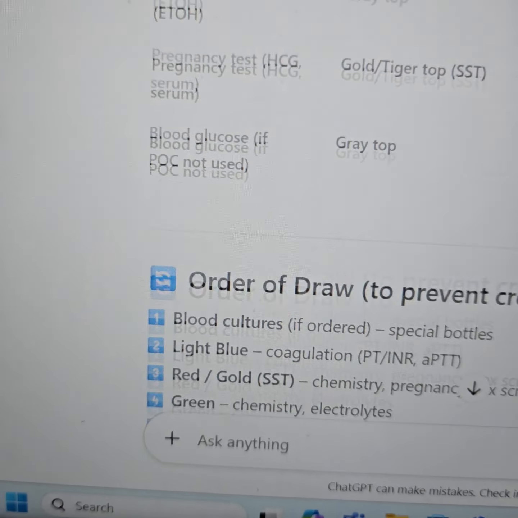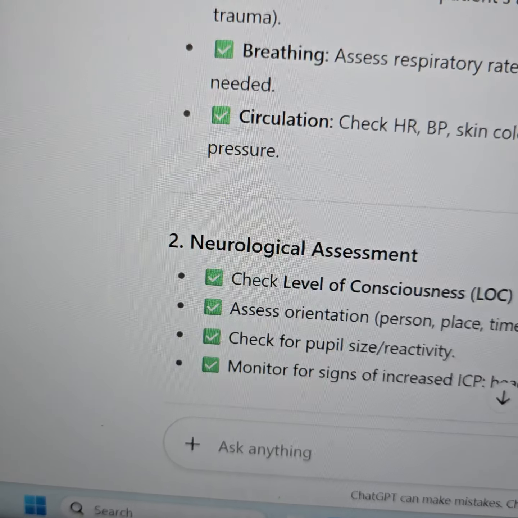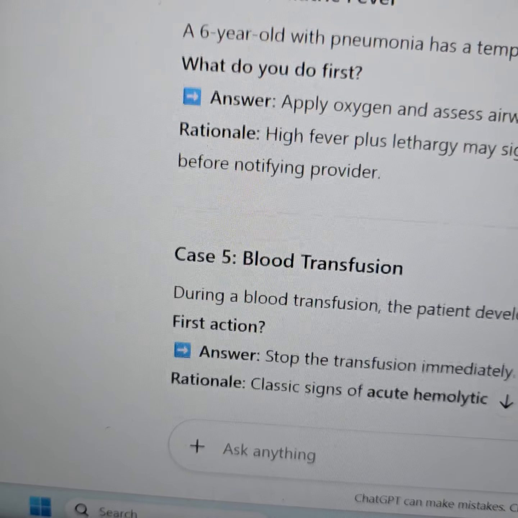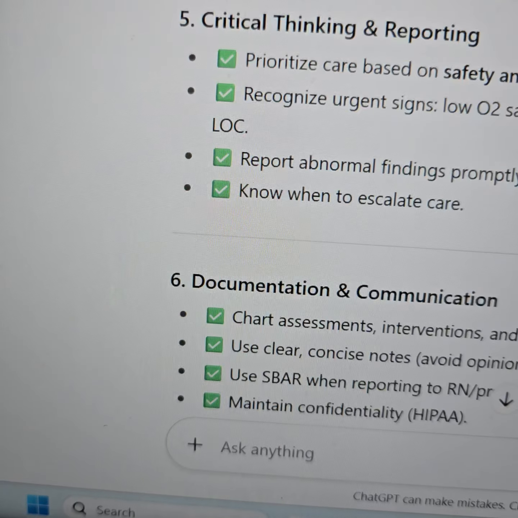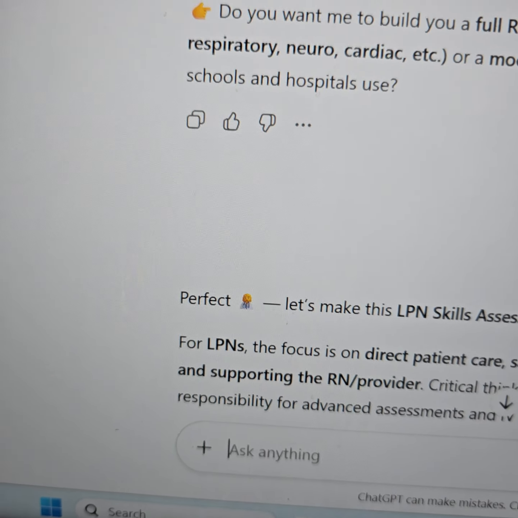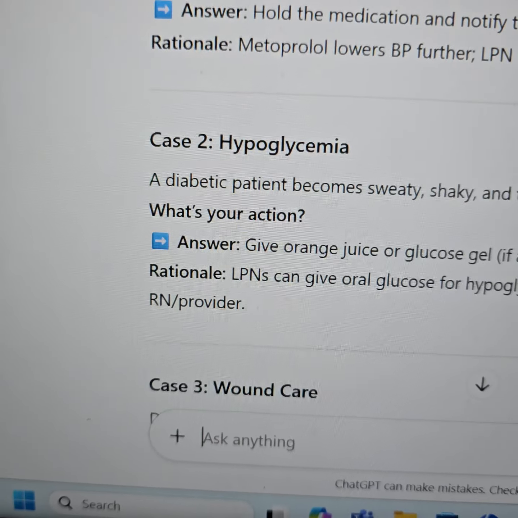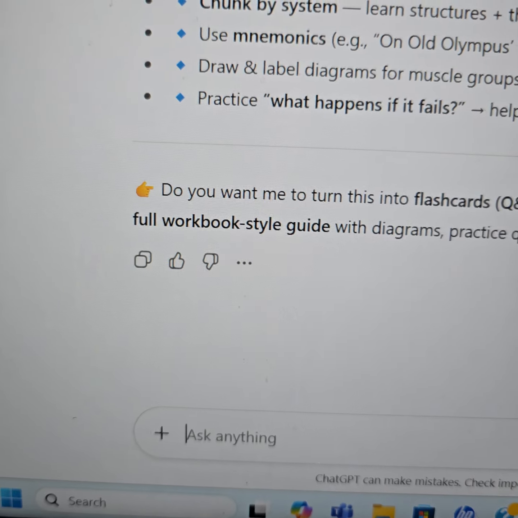Now, again, say, for example, we went through the skills checklist. Did we go through a skills checklist on here? I feel like we did. Yes, we did. So we already did a checklist. Okay, we already did the scenarios. Now, NCLEX, which is the biggest thing.